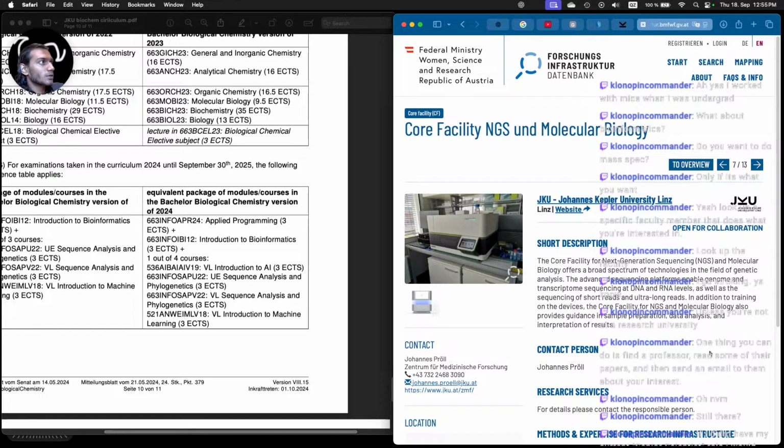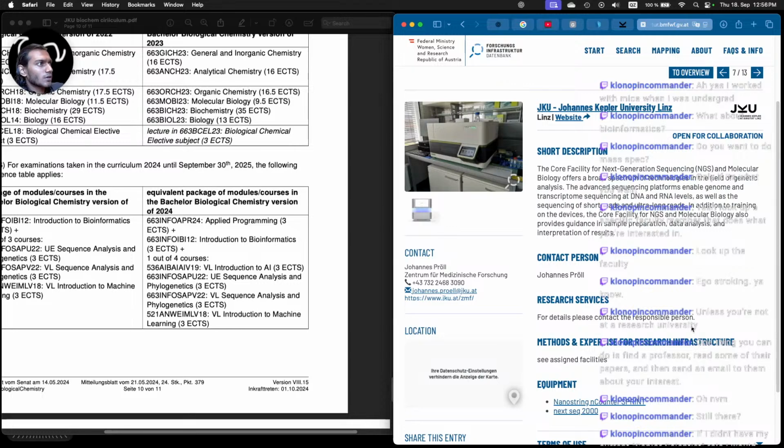I think this is bioinformatics. Next generation sequencing and molecular biology offers a broad spectrum of technologies in the field of genetic analysis. The advanced sequencing platforms enable genome and transcriptome sequencing at DNA and RNA levels, as well as sequencing of short reads and ultra long reads. In addition to training on other devices, the core facility for NGS also provides guidance in simple sample preparation, data analysis, and interpretation of results. Okay.